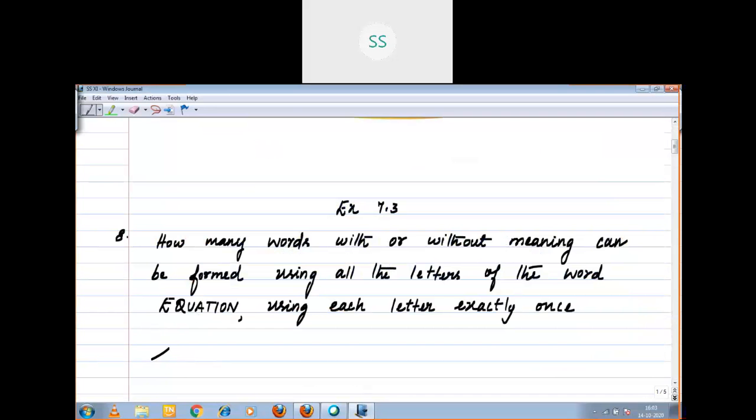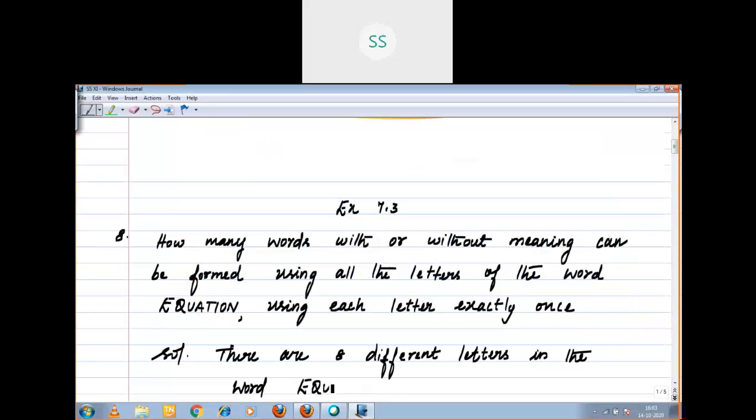So, solution. There are 8 different letters in the word EQUATION. Here what they said, with or without meaning, using all the letters of the word. That means 8 letters taken 8 at a time, right? 8 letters taken 8 at a time.